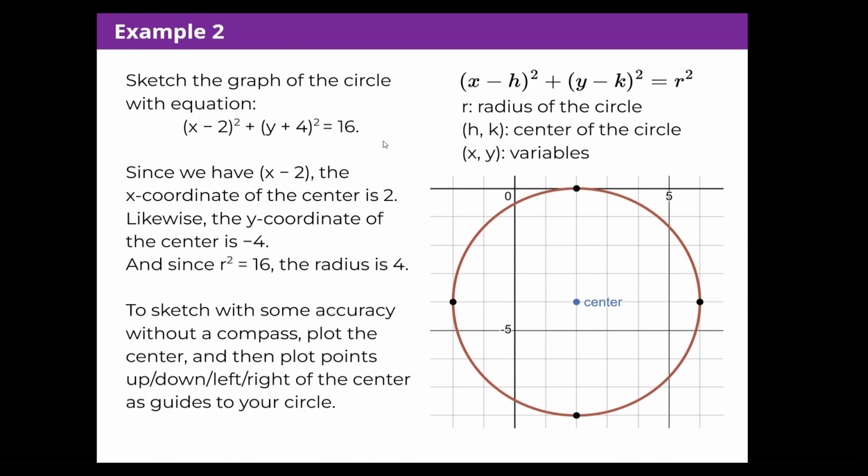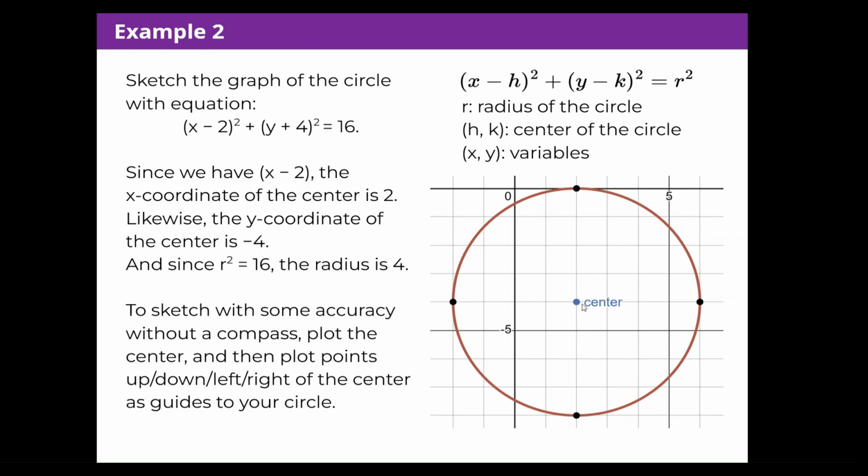And then finally, this number here is r squared. It's already been squared. So we have to take the square root of this number to figure out the radius. In the equation, you're seeing r squared. In the graph, you want r. So how do I draw this with some accuracy?